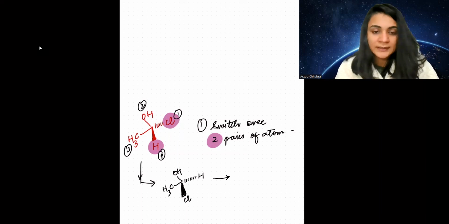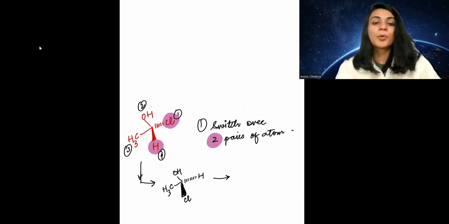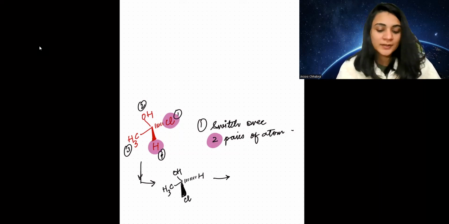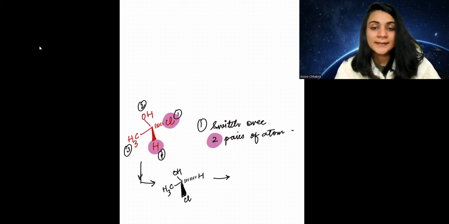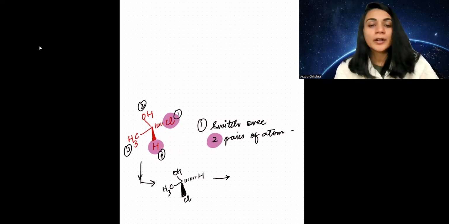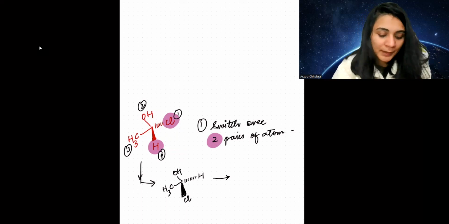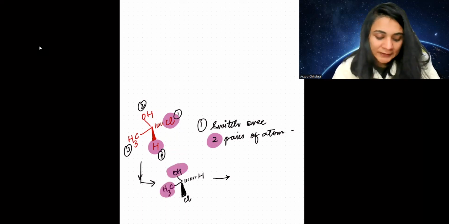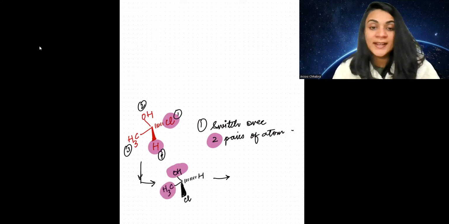Okay, and now let's make the second switch. So the point of making my switches is that the lowest priority should end up on the dash bond, to get the perfect orientation to determine whether the compound is R or S. Okay, and now switching over the second pair between OH and CH3, I'm going to switch over OH and CH3.